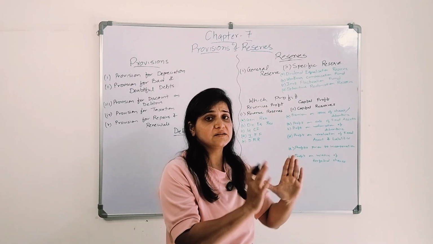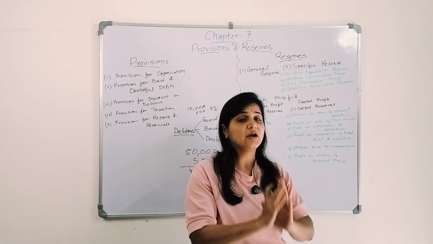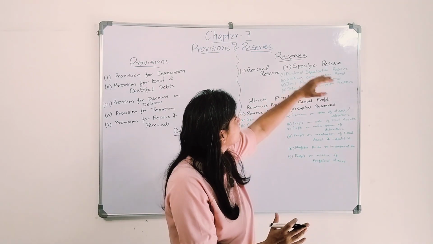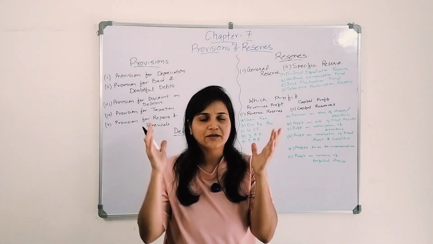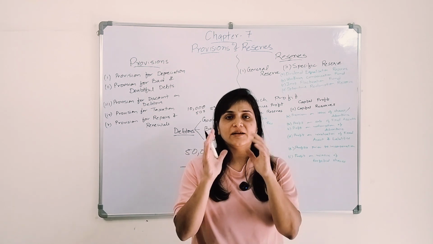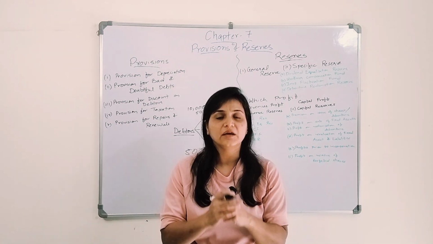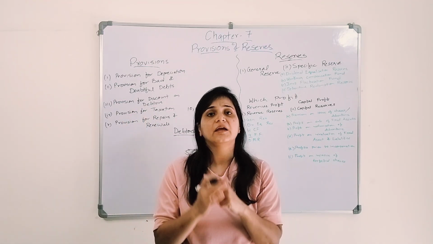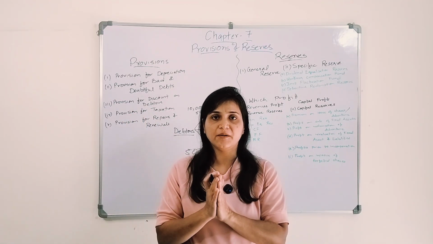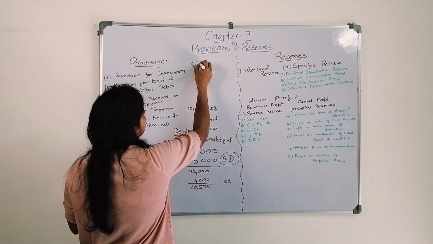But there are certain specific reserves which you have to keep. What are those specific reserves? One is the dividend equalization reserve. Now, what is a dividend? Let me say a company needs money. What do they do? They ask for money from the public, in the form of shares and debentures.